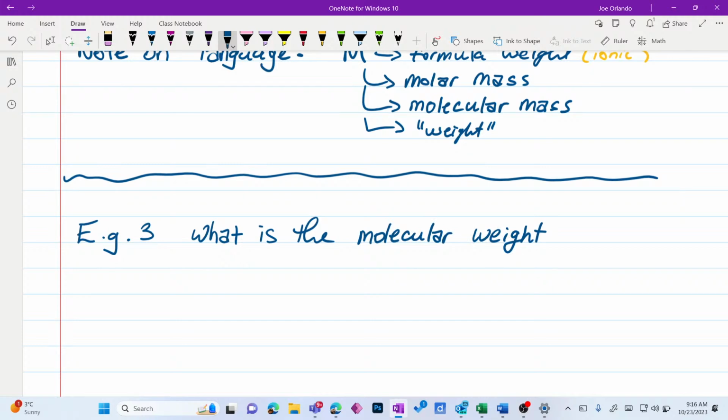So are we talking ionic or covalent compound here if I said molecular weight? Covalent. And we're going to do glucose. How much does a glucose molecule weigh? Now, does anyone remember the formula for glucose? Grade 9 science or biology if you've taken it.